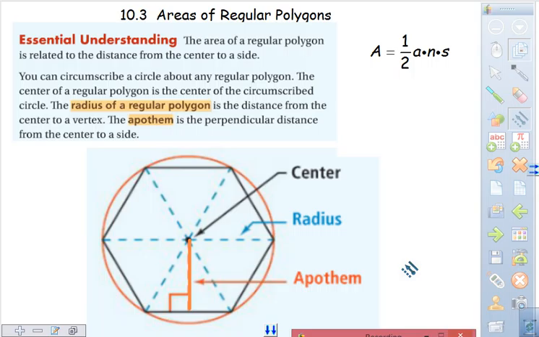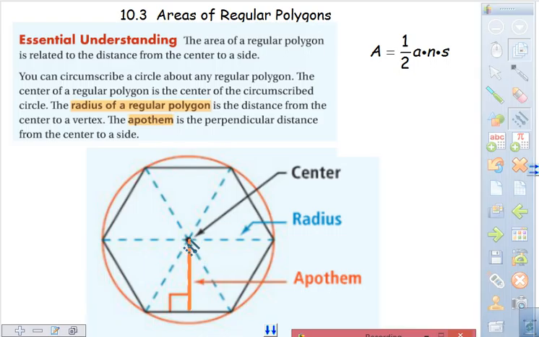You can circumscribe a circle about any regular polygon. So that means you can put a circle outside of it. The center of a regular polygon then becomes the center of the circumscribed circle. That means that we can find a radius. And that radius would be the distance, any of these blue distances, from the center to the edge of the circle.